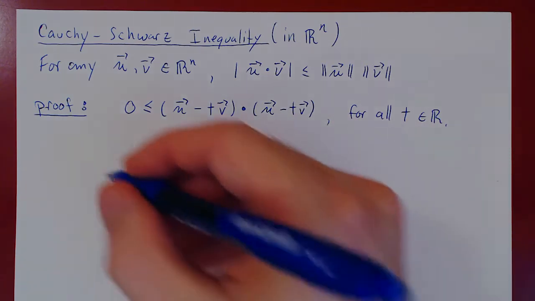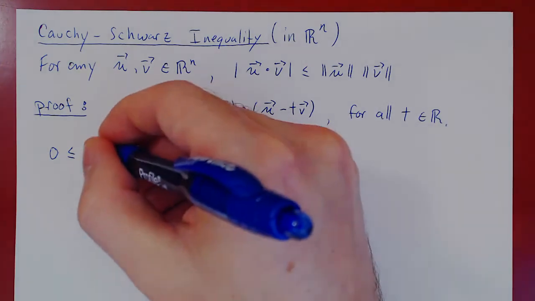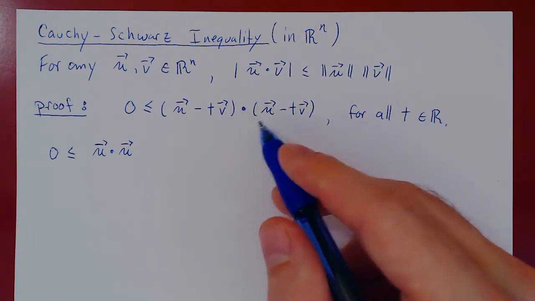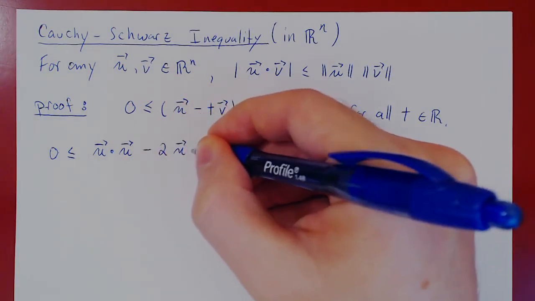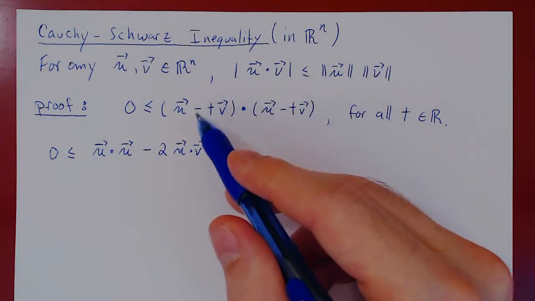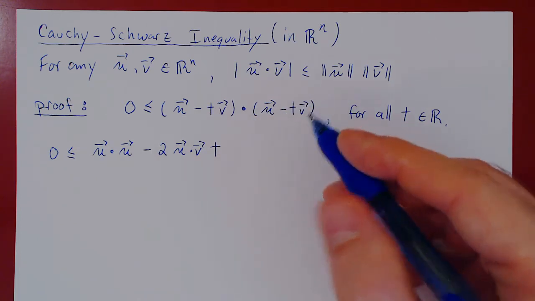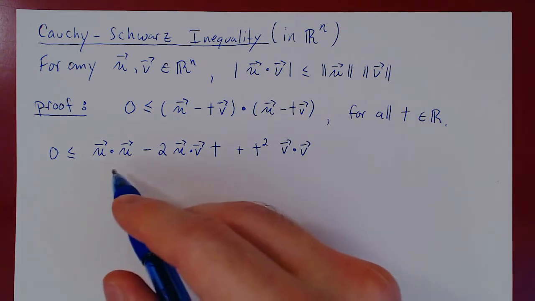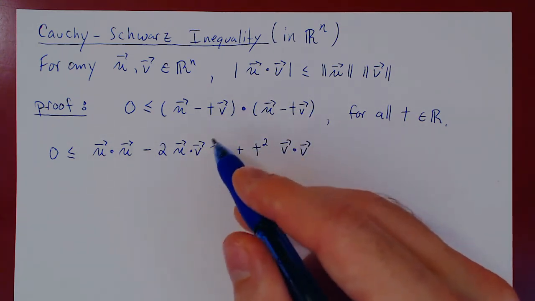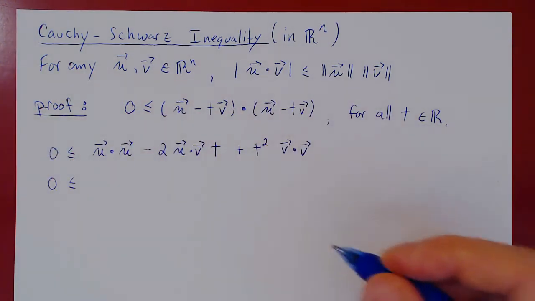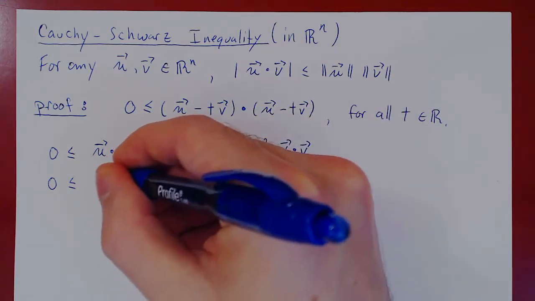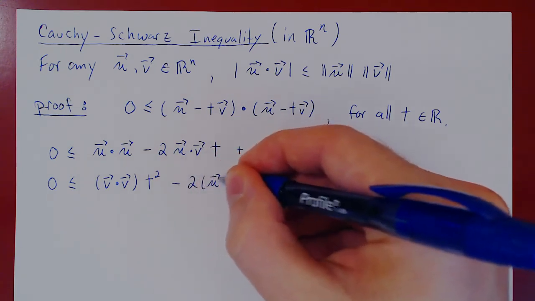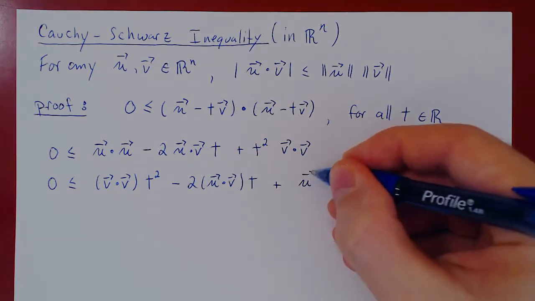Let's expand this and see what we get. We'll get u dot u minus t u dot v minus t v dot u, but u dot v is equal to v dot u, and so we get negative 2 u dot v times t, and finally negative t v dotted with negative t v will give us plus t squared v dot v. Let's rewrite this in the opposite order: the t squared first, the multiple of t, and the constant term. And again, this is non-negative. So we'll have v dotted with v times t squared minus 2 u dot v times t plus u dotted with u.